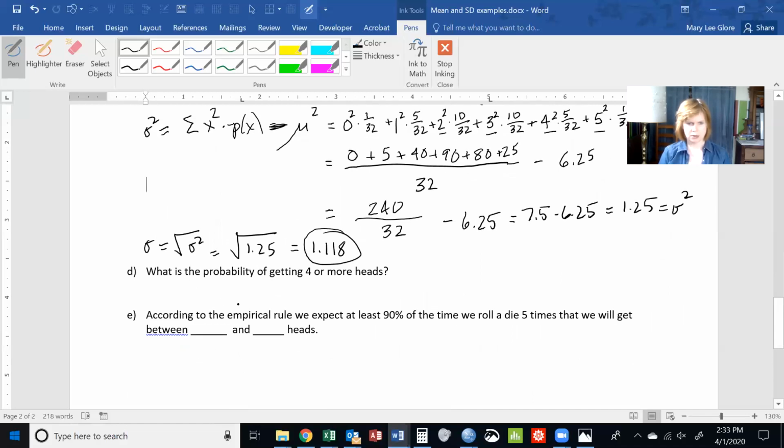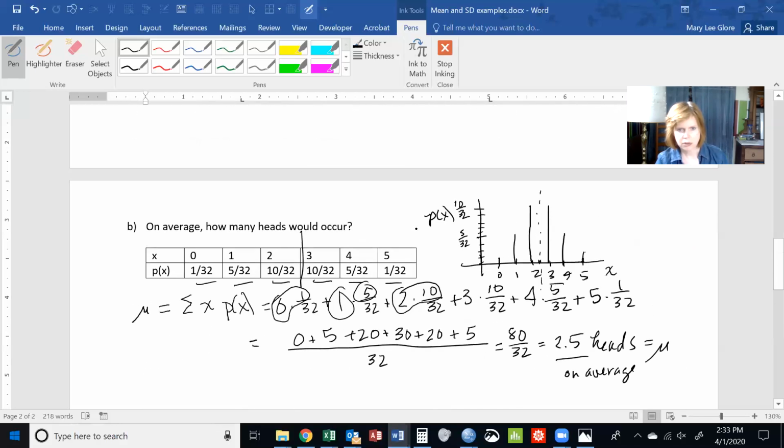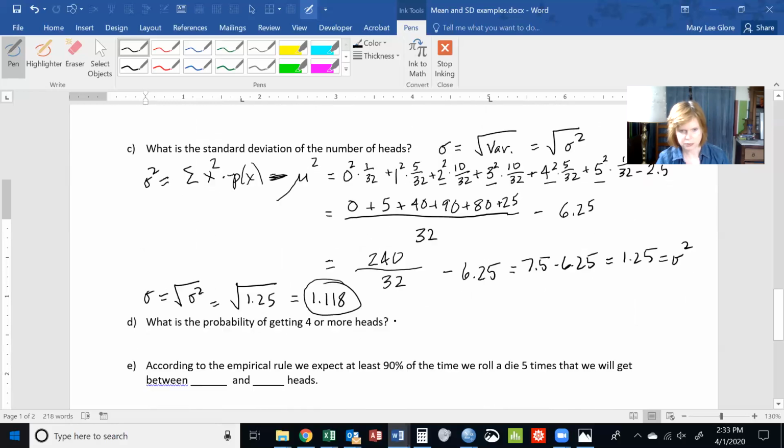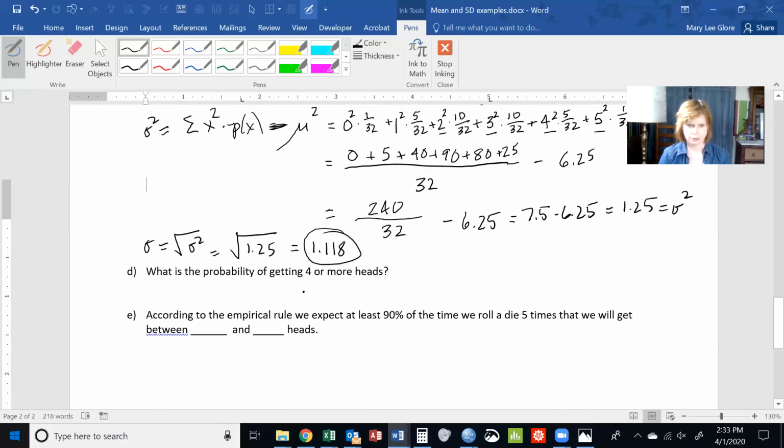Okay, next one, what's the probability of getting 4 or more heads? All right, so I'm going to look up at my table. The probability of getting 4 heads is 5 over 32. Probability of 5 heads is 1 over 32. So the probability of having 4 or more is going to be 5 plus 1 over 32, which is 6 over 32. Pretty easy. So something like this: the probability that my random variable x is greater than or equal to 4, which is p of 4 plus p of 5, which is 5 over 32 plus 1 over 32.